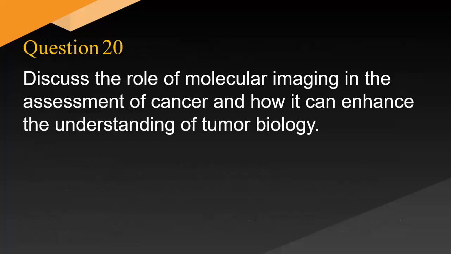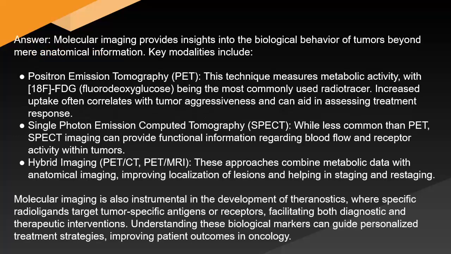Discuss the role of molecular imaging in the assessment of cancer and how it can enhance the understanding of tumor biology. Answer: molecular imaging provides insights into the biological behavior of tumors beyond mere anatomical information. Key modalities include positron emission tomography (PET). This technique measures metabolic activity, with 18F-fluorodeoxyglucose being the most commonly used radiotracer. Increased uptake often correlates with tumor aggressiveness and can aid in assessing treatment response.